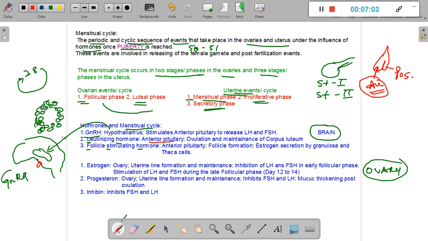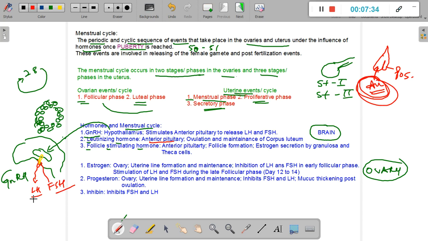Now, the GnRH secreted by the hypothalamus eventually reaches the anterior pituitary, and the anterior pituitary is stimulated to produce two hormones: it releases LH, the luteinizing hormone, and it also releases FSH. Now, what is the function of these two hormones? Let us look at that. The luteinizing hormone, where is it produced? By the anterior pituitary. Follicle stimulating hormone, anterior pituitary.